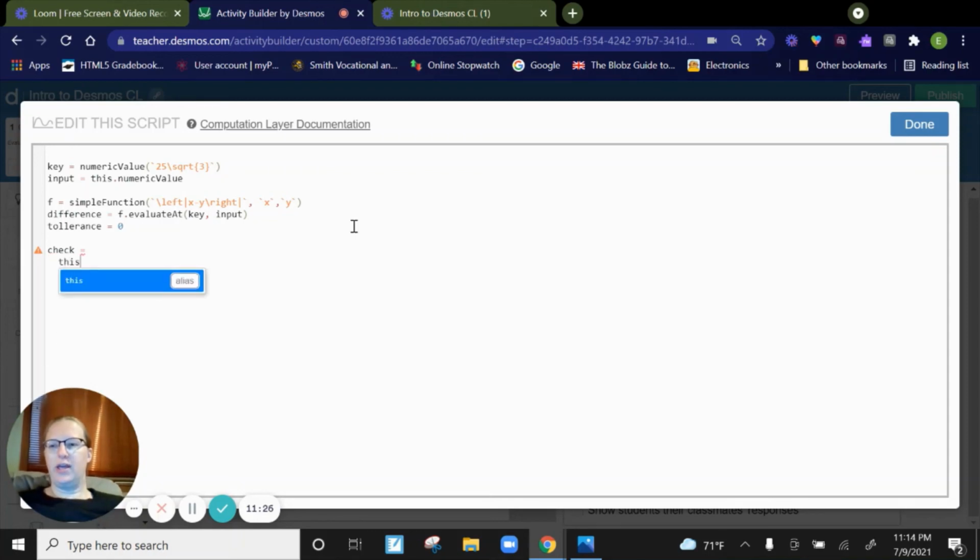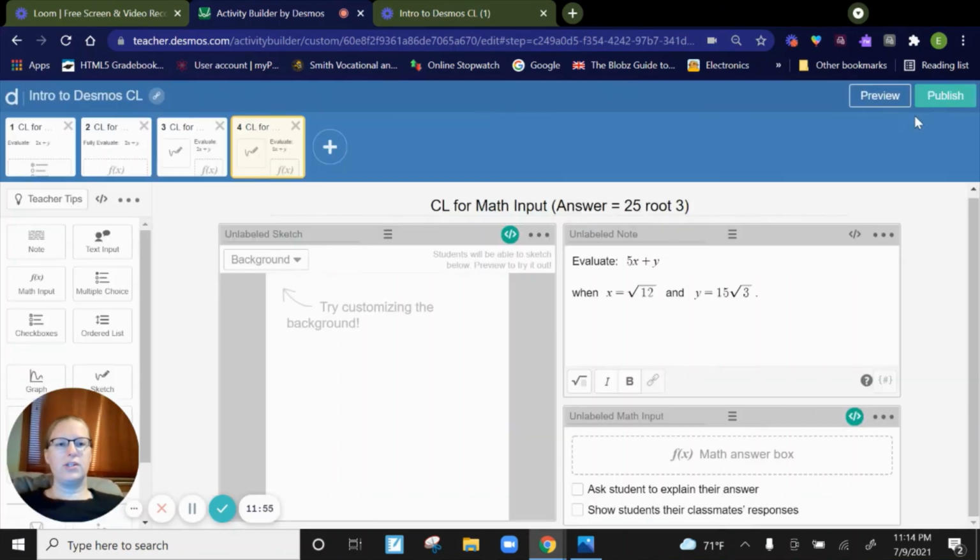And the check, we don't need this because I've already done that. We need the difference to equal the tolerance. So if we subtract them and they're exactly the same, then we're going to get 0, and that's what I want it to equal. We'll stop there for now and say that the correct is the check. So let's check that out.